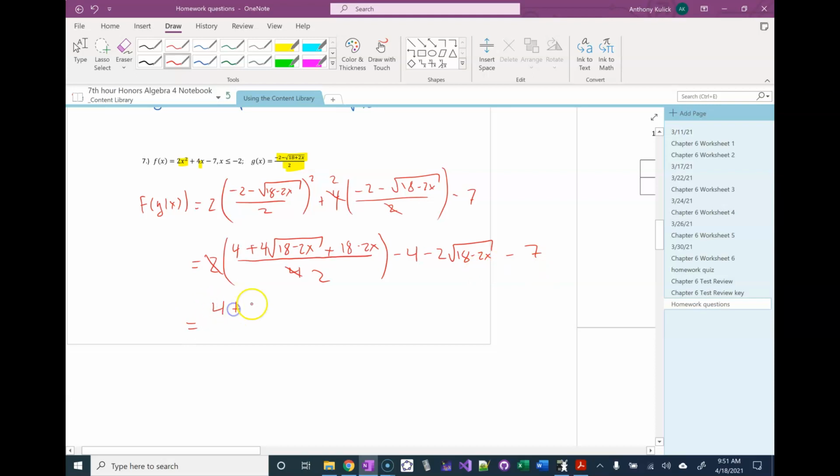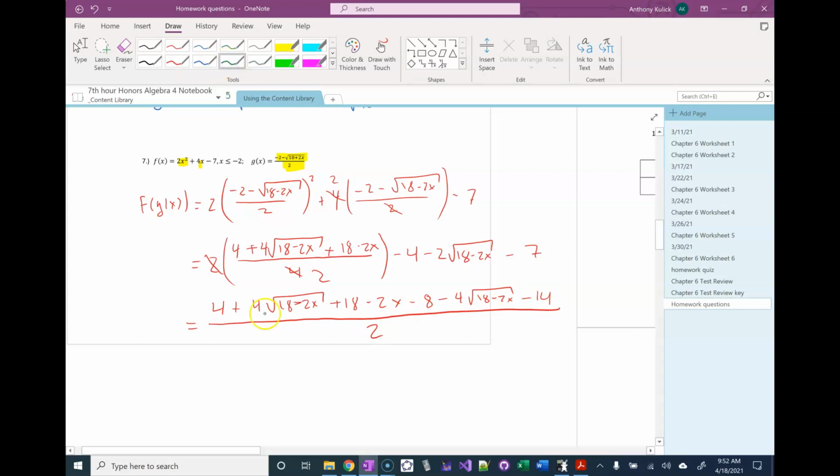I'm going to have 4 plus 4 square root 18 minus 2x plus 18 minus 2x. And then common denominator of 2, that becomes a minus 8. Becomes minus 4 square root 18 minus 2x. That becomes a minus 14. And now that's all over 2.